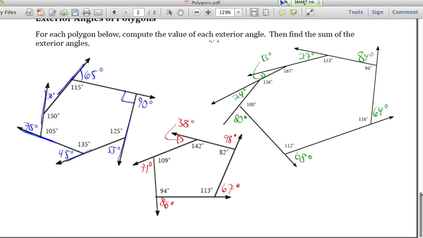Now what I'm interested in you doing, again I would like you to pause the video, is go ahead and find the sum of all these blue numbers. What do you get when you do 30 plus 65 plus 90 plus 55 plus 45 plus 75? What is the sum as you go around here? And do the same thing here, and again over here. Go ahead and pause the video, get out a calculator, and figure it out.